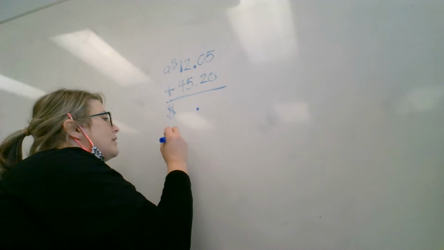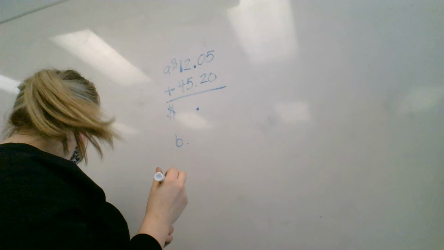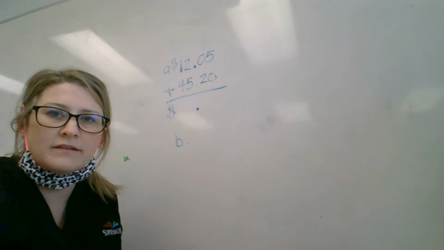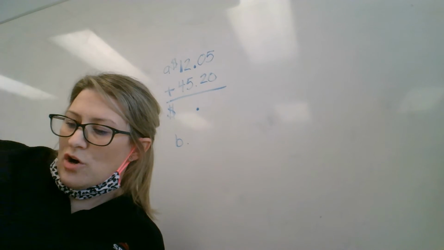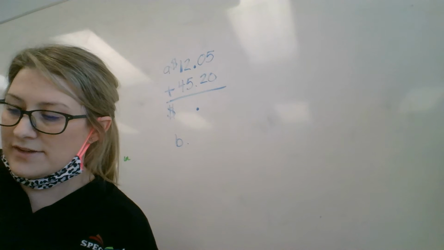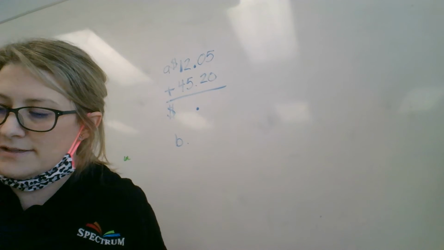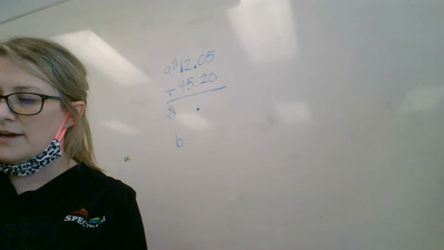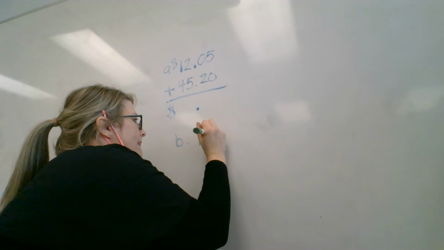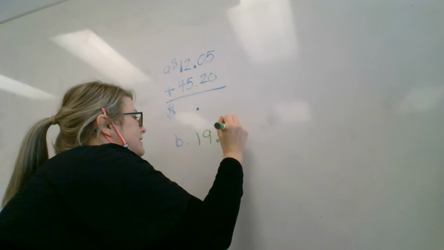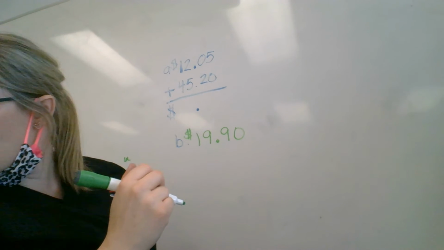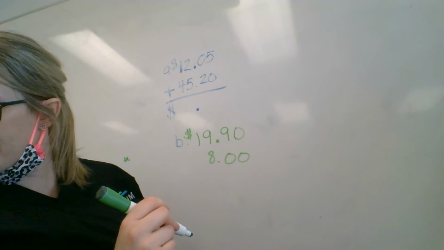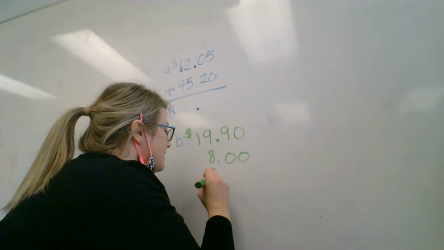All right, B. I'm going to write up your problem B. Okay, that looks better. All right, for B, Joan purchased the shoes, the book, and the sunglasses. How much did Joan spend? All right, so let's see. The shoes, $19.90. The book, $8. And the sunglasses, $9.67.